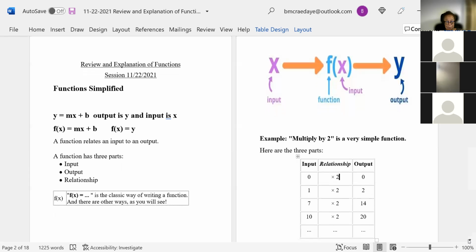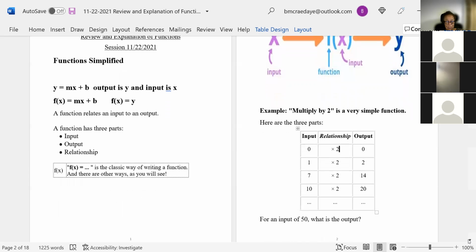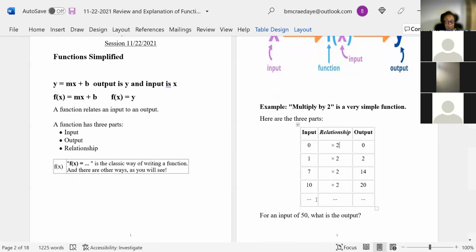Got it? So if my input was 50 here, Audrey, what would be my output? Input is 50, relationship is multiplying by 2. What would the output be? That's right, 100. It'd just be input 50 multiplied by 2. That's my relationship, multiplication by 2.